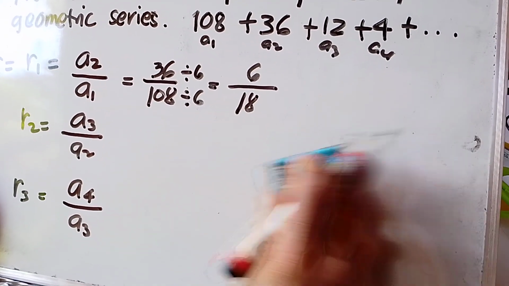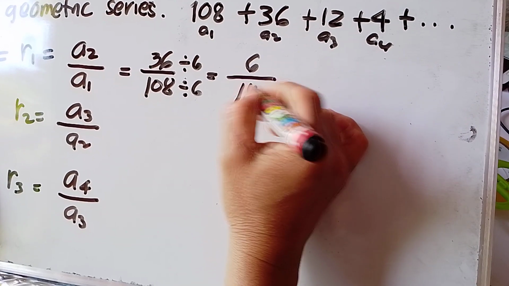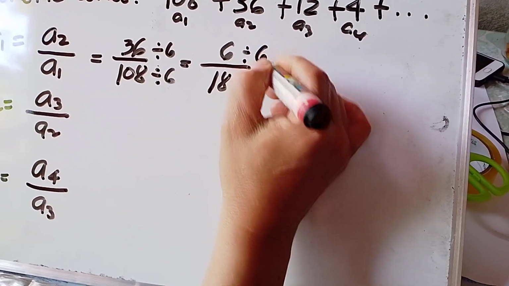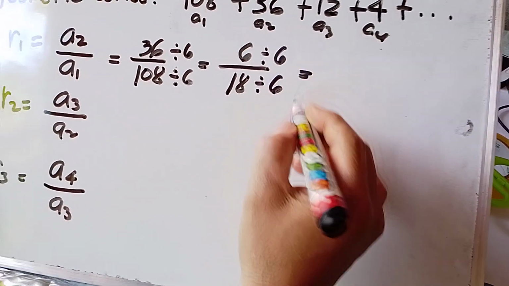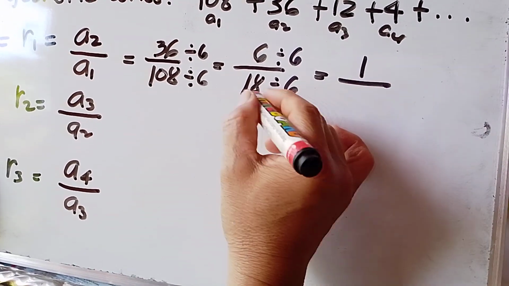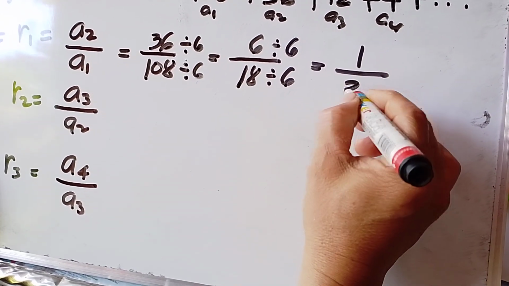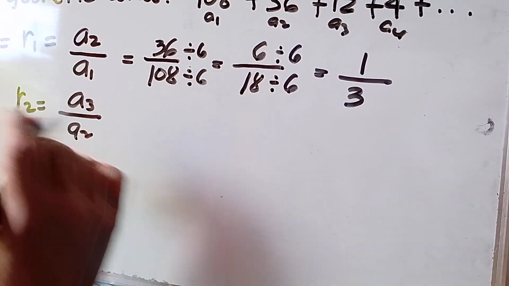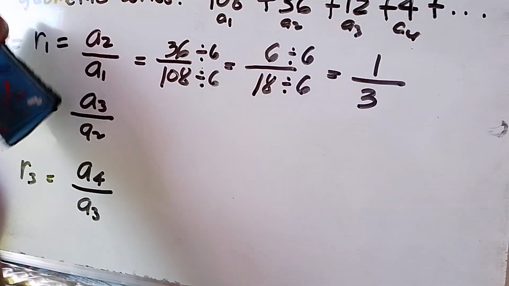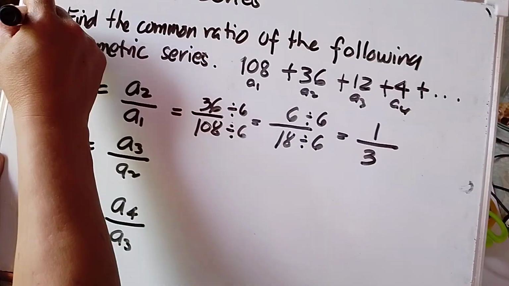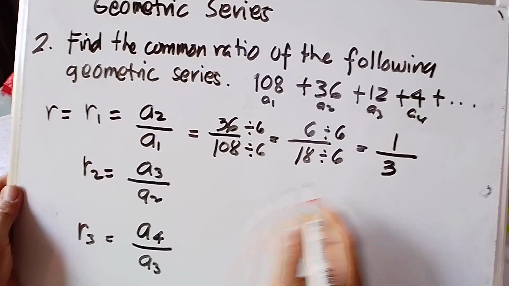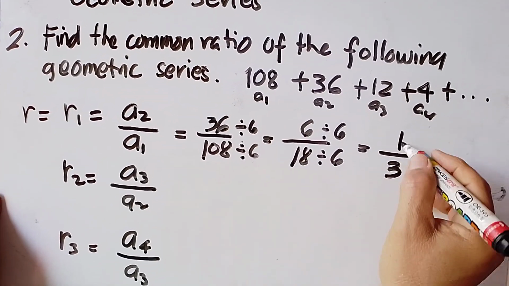And we know that we can divide again 6 over 18 by 6, of course. So 6 divided by 6 is 1. 18 divided by 6 is 3. So my ratio 1 is 1 over 3.